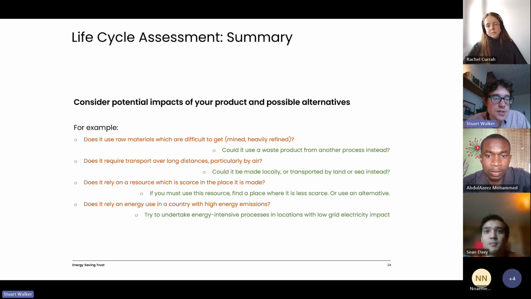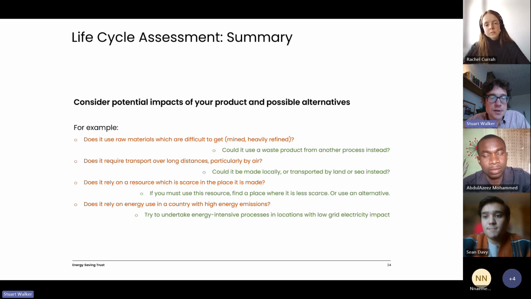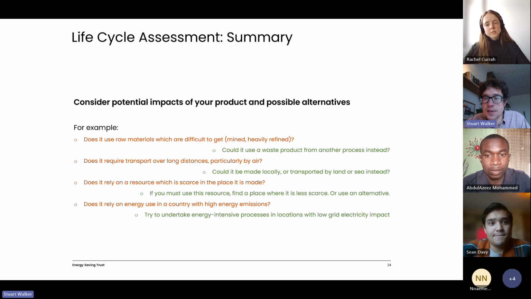And similarly with energy. So if we have a process that we need to undertake that uses a lot of energy, the way to minimize our impact of that is to do it in a country that has the lowest impact electricity. So do it in a country that has a renewable energy grid, or a country where we can use solar power or some other renewable power.